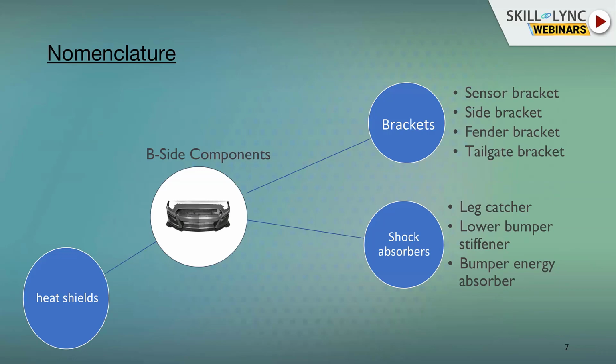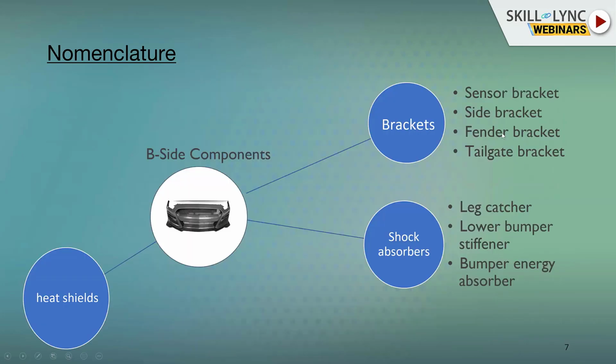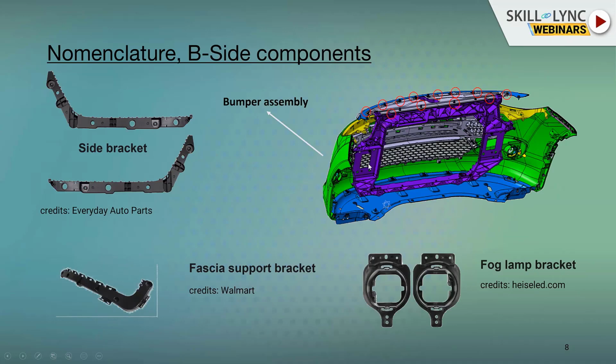So moving on, other B-side components are side brackets. We have some brackets called side brackets, fender brackets, and tailgate brackets. So in the image of these assembly systems, you can see this is the tailgate bracket, and here are some side brackets. The main purpose of these brackets is to act as a bridging component between the fascia system and the body in white of the car, which is the aluminum frame of the body.